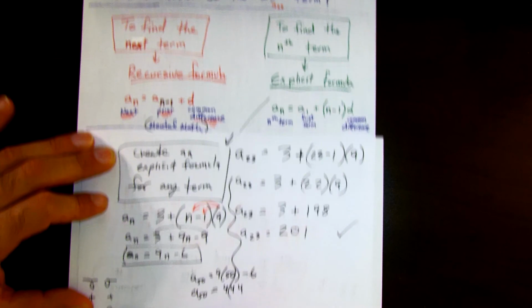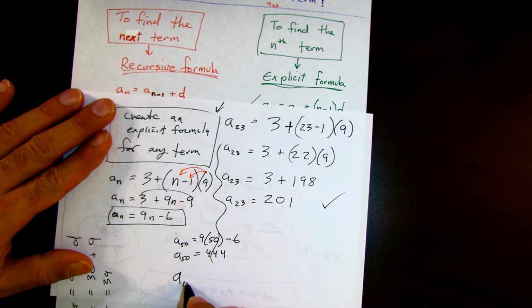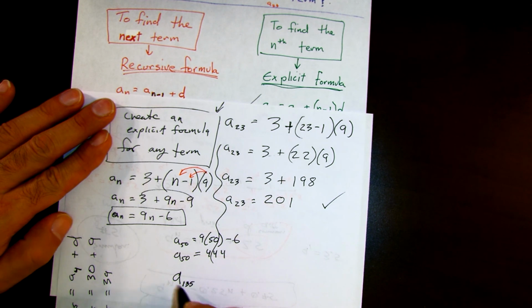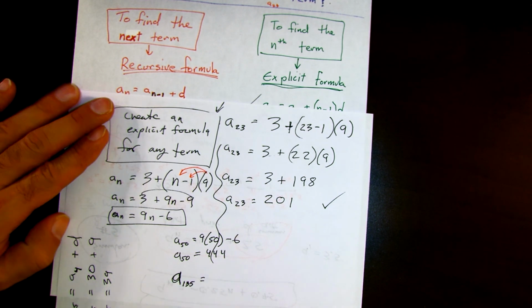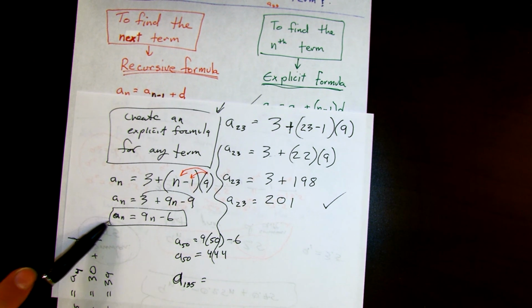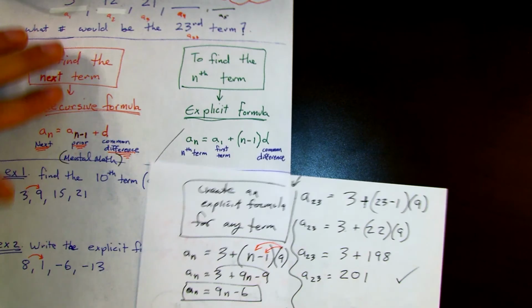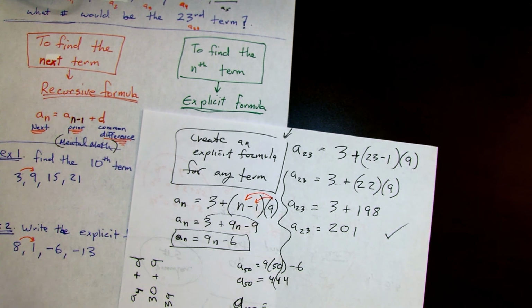All right, last one. Go ahead and tell me then, what is a sub 135? That's a super challenge. Remember, we've already created the explicit formula for this. I should really put this like that. That makes more sense.